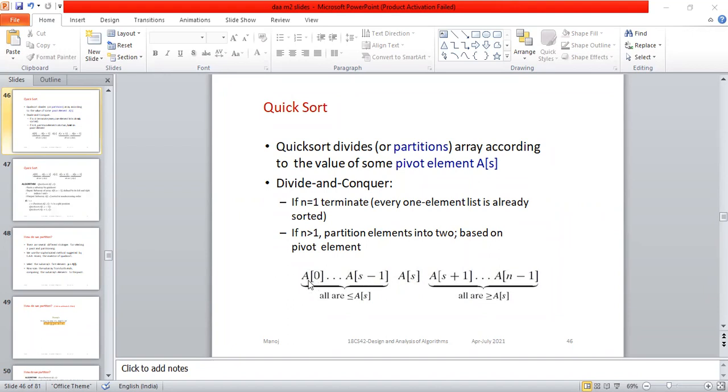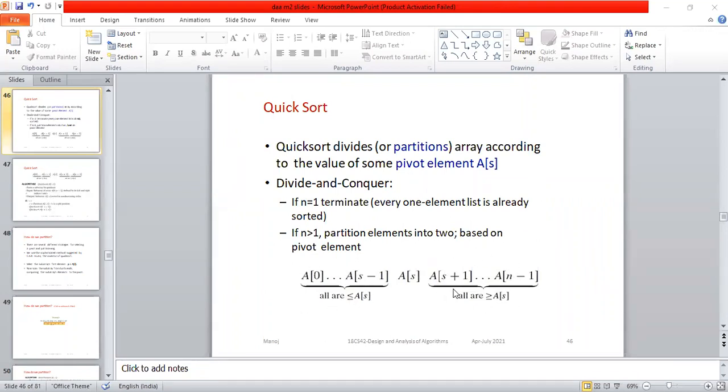It does not mean that the first element should be lesser than the second element. That is not the concept. Whatever elements you have on the left side, you can take randomly, 3, 2, 1. So 3 to 1 are less than 10. These 3 to 1 are to be sorted.